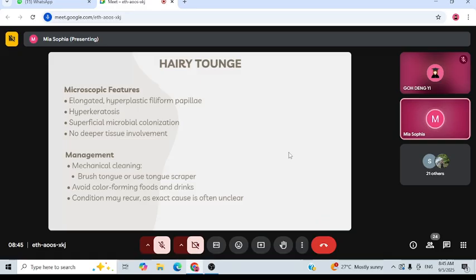Microscopically, we see hyperkeratosis and elongation of the filiform papillae with superficial microbial colonization. There is no deeper tissue involvement, which confirms its non-invasive and harmless nature. So the management is straightforward. The first step is mechanical cleaning, either brushing the tongue with a toothbrush or using a tongue scraper. Patients should also avoid food and drink that are known to cause staining, since the condition's cause can be multifactorial. Recurrence is possible, especially if the underlying contributing habits persist.